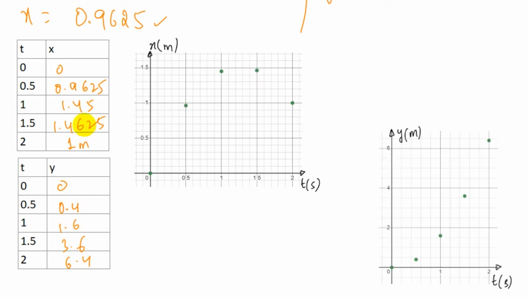So I've plotted all these coordinates here. This is the xt and this is the yt graph. Now join all these points with a smooth curve, and similarly here also. So these graphs show the position of the particle at a given time.